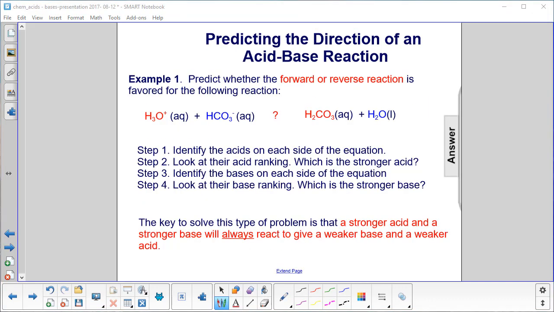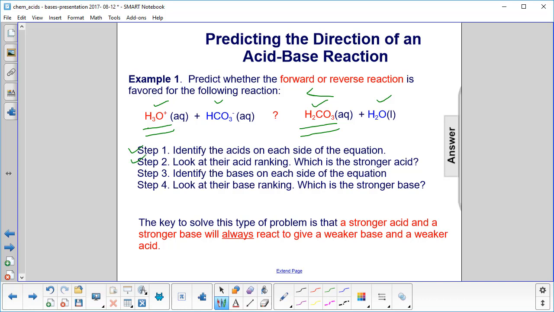There is a 4-step process to figure out which way this reaction will go. So the first one, step 1, identify the acids. Hydronium and carbonic acid. Why? Because they each give up a hydrogen, right? Because if you go to the forward, this turns into water, gave up a hydrogen. If you go this way, this gives up a hydrogen to form hydrogen carbonate. So we have the acids. Which is the stronger acid? Please look at the chart and write that down. Okay, I'm not going to do it here. I'm going to wait till we pull out the answer.